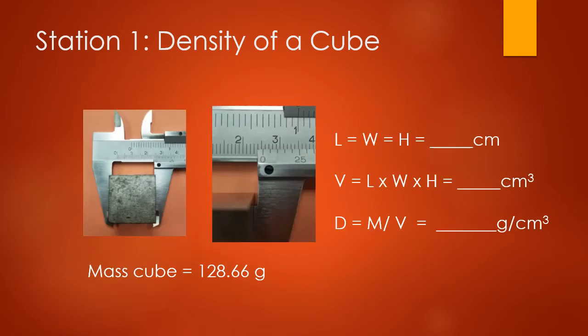So let's start by looking at the length of a cube. For Station 1, you need to measure length, width, and height. Notice I only have one measurement on here. In the first picture to the left, I'm showing the cube being measured with calipers. Calipers is just a more accurate ruler that's going to help us measure smaller things. The picture to the right is just a close-up of that same measurement. Why am I only showing one measurement? Because with a cube, the length, width, and height are all going to be the same, so I only needed to measure one dimension.